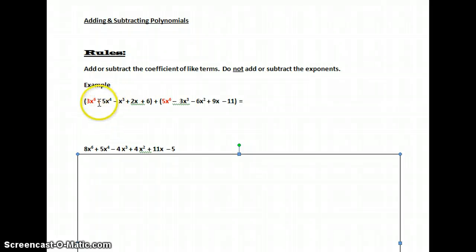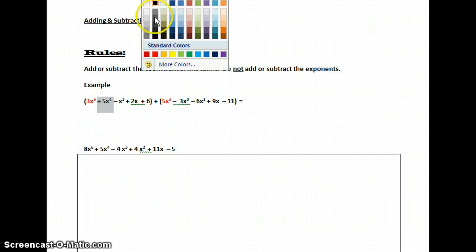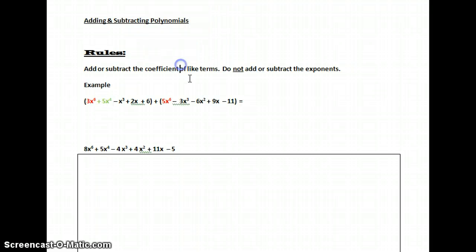Now I'll go for my x to the fifths. I don't see any, so I obviously won't put any. Now I go for my x to the fourths. I've got plus x to the fourth over here, but I have no x to the fourths on the right side. So I just bring it down, x to the fourth. And notice I highlighted the plus sign in front of it, because then I just bring this plus sign down and I'm good to go.